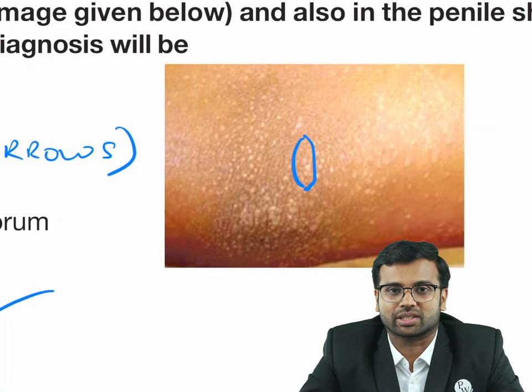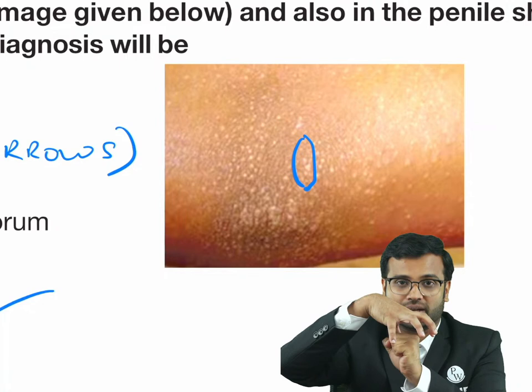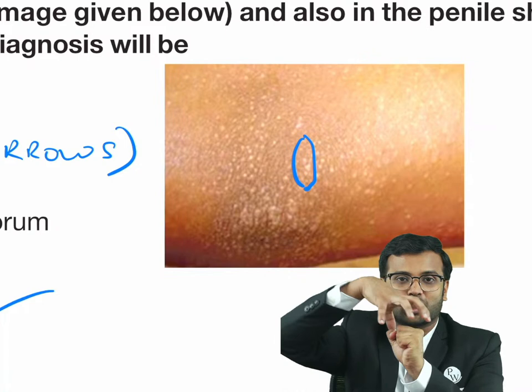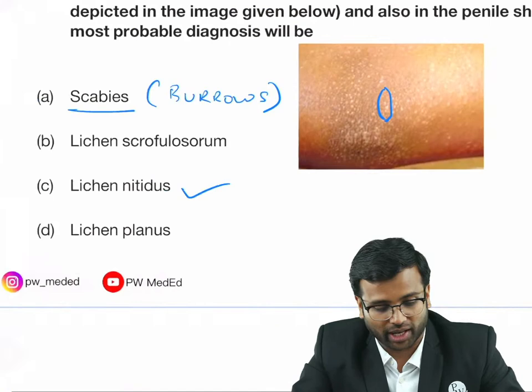The clue is whatever I'm showing to you right now over the screen. So this is the clue for the histopathology finding in lichen nitidus. Just imagine that this is a ball and this is a claw. So this is a claw clutching a ball appearance. This is the claw clutching the ball appearance that you can see in the histopathology of lichen nitidus.